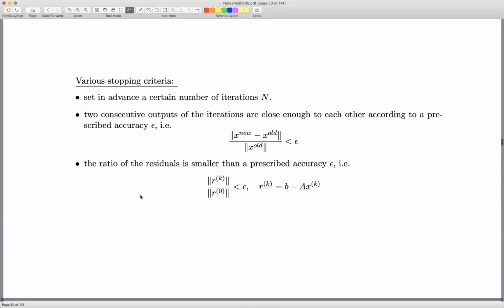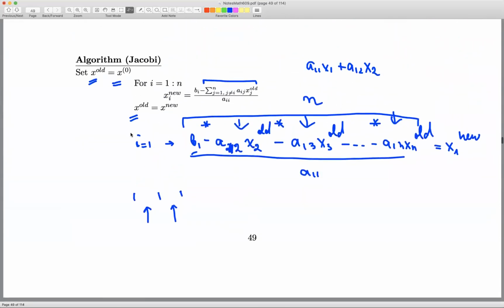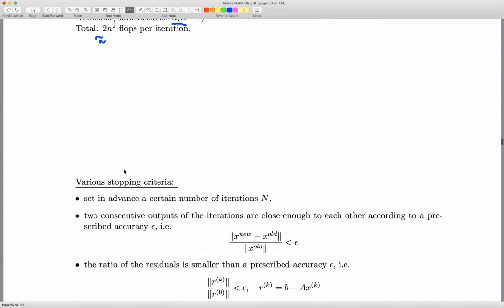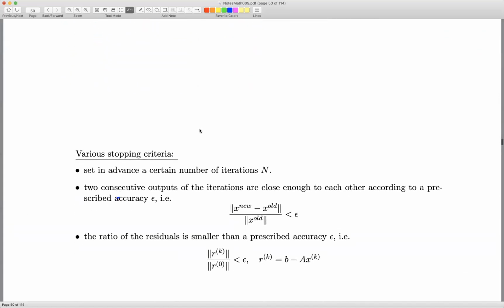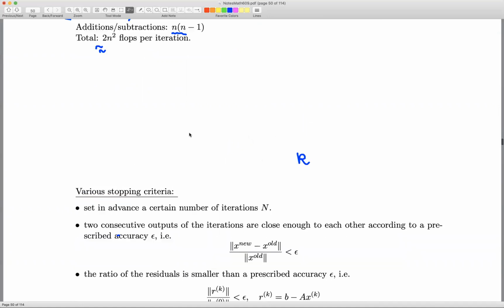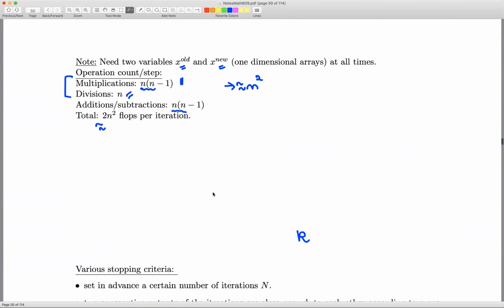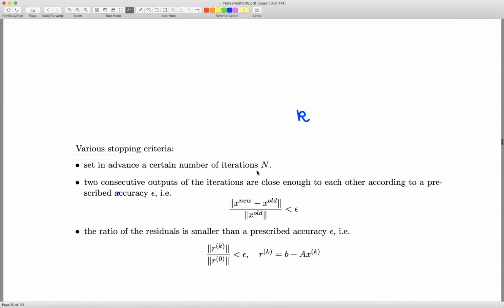Now, when we write this algorithm here, we did not talk about stopping criteria. So what could be a stopping criterion? There are various ways of determining when to stop. You can set in advance a certain number of iterations. So we can say, well, I don't want to make more than big N iterations. And then you will run this loop until you count a certain number of iterations N.